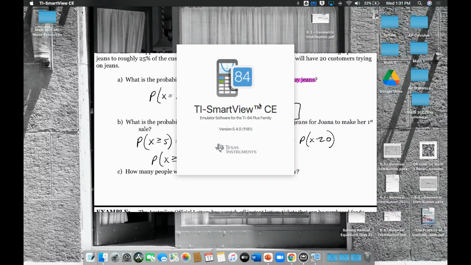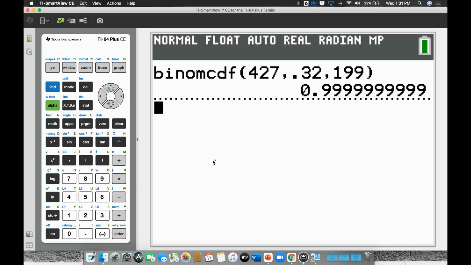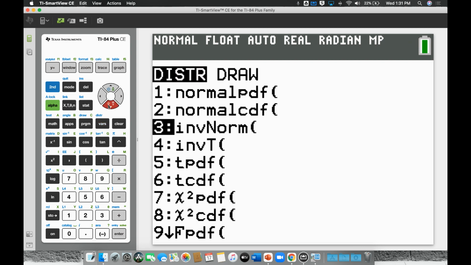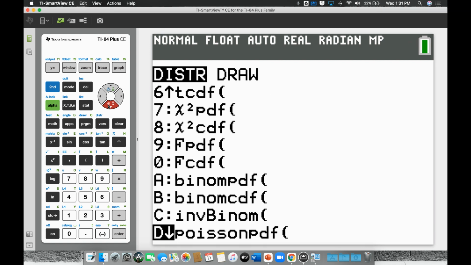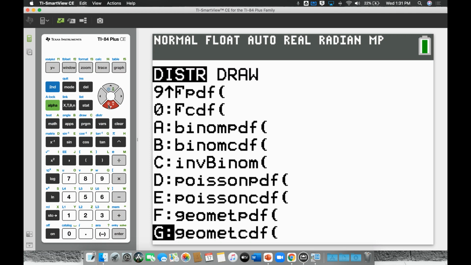Okay, so we're going to go to the same place. We need distribution, right? It's a type of distribution. So to get there, we got to go to second, vars. I'm going to scroll down until I get geometric. Now, is this going to be a PDF or CDF? CDF, because I'm adding. I'm adding for 5, I'm adding for 6, I'm adding for 7, I'm adding for 8, keep going until I get to 20. So I'm going to hit CDF.